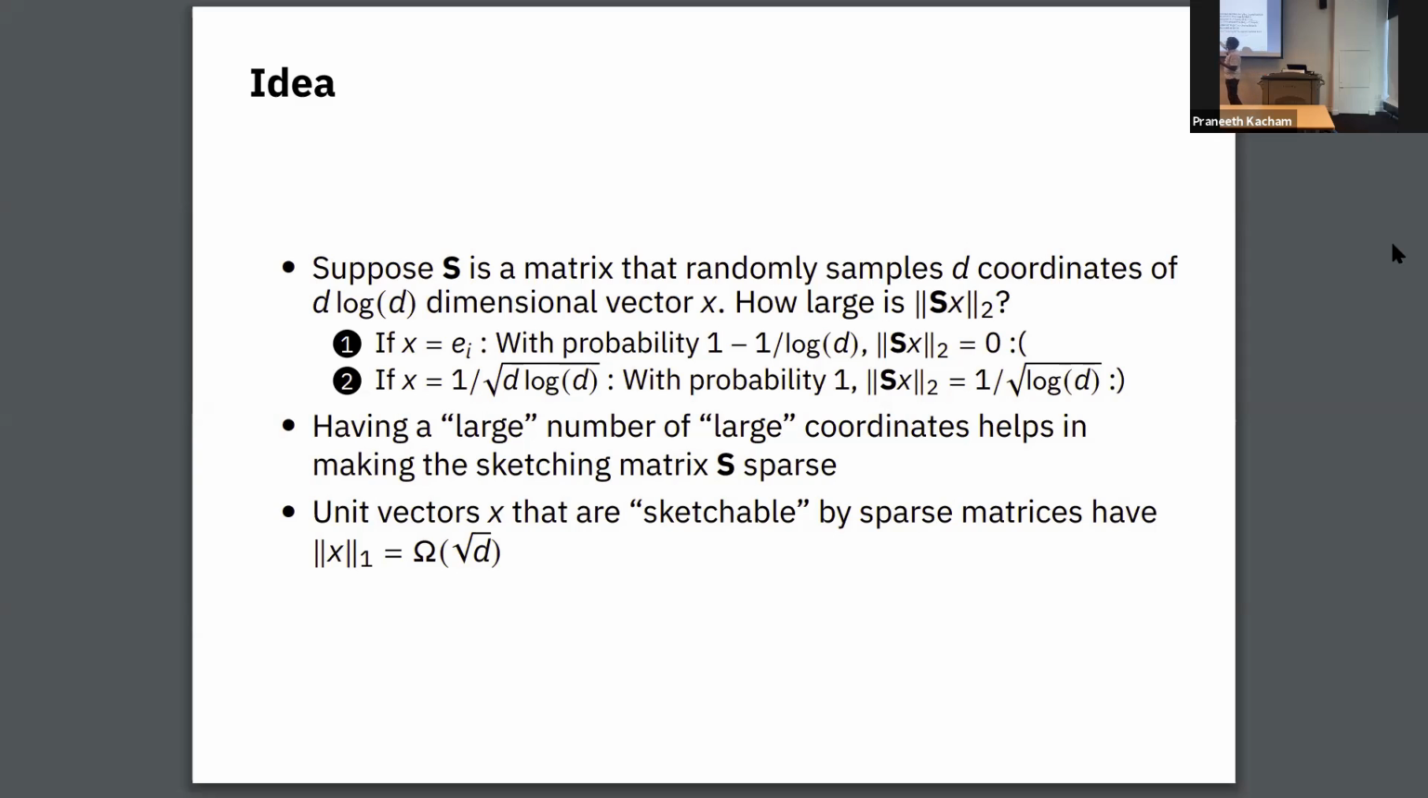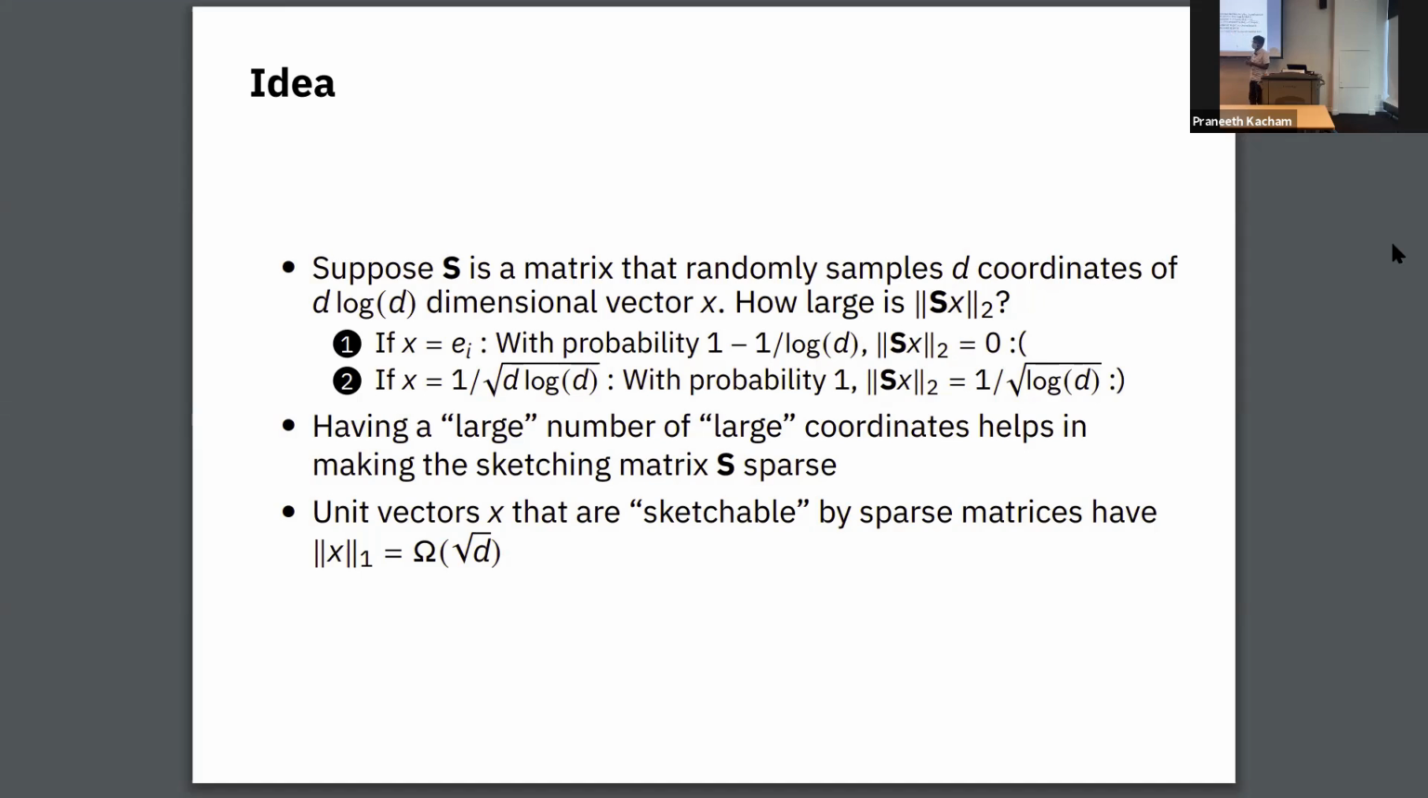On the other extreme, think of x as having 1 over square root d log d in each coordinate. You have d log d coordinates, each with value 1 over square root d log d. Now sampling d coordinates would let you estimate the Euclidean norm well, right? With probability 1, the sampled coordinates' Euclidean norm will be very large, that is 1 over square root log d. So we have two extremes: if x is a very sparse vector, sampling doesn't work well, but if x is a very dense vector, sampling works well in estimating its norm.